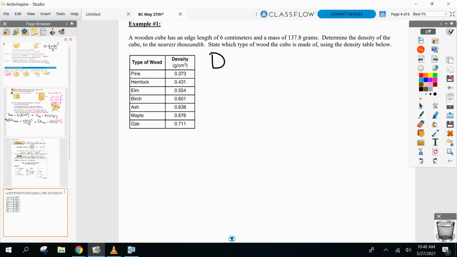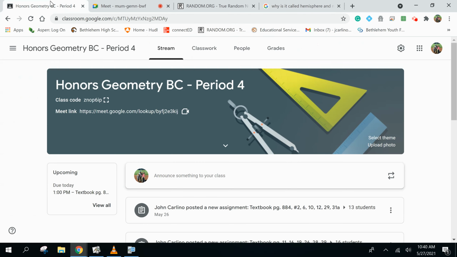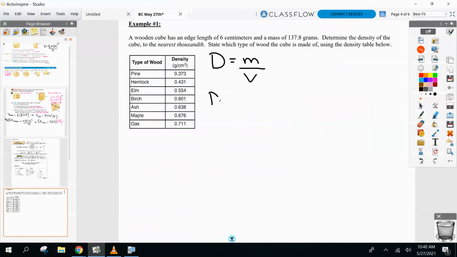I got density: mass divided by volume. I was already given one of those. Mass, volume. Which one do I already know? Omni, which one am I already given? You have mass already. So density equals that 137.8 grams over, all right, here we go. Let's find the volume of the cube here. Volume of my cube.